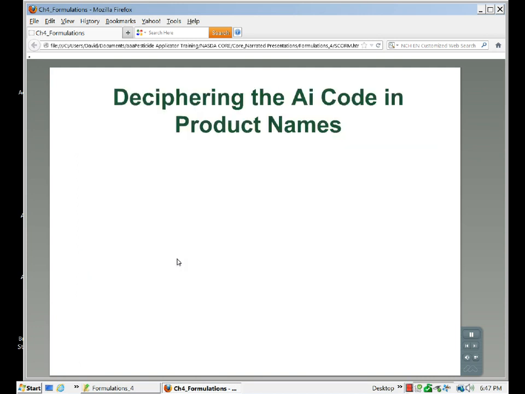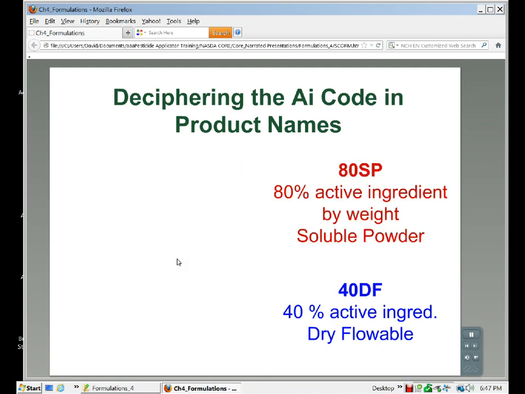A pesticide brand name may contain a lot of useful information about the pesticide formulation and amount of active ingredient. The letters that are typically found in the brand name are abbreviations for the type of pesticide formulation. Soluble powder is SP, DF is dry flowable, and EC is emulsifiable concentrate. The number used in a brand name often correlates with the rate of active ingredient in the formulation. 40DF is a dry flowable formulation with 40% active ingredient. 80SP would be a soluble powder with 80% active ingredient.